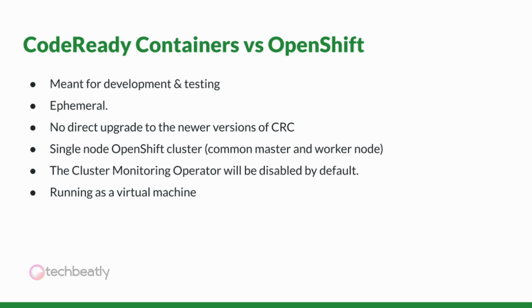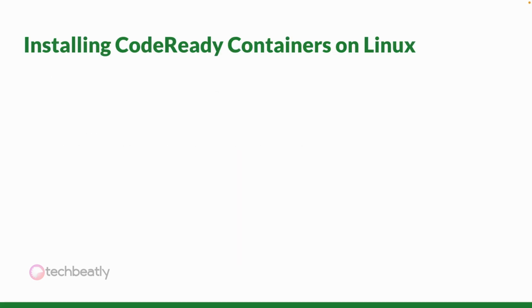The OpenShift single node will be running as a virtual machine, and you need to keep this in mind when you check the external networking part. For Linux, you can download the package and extract it. You also need to download the pull secret.